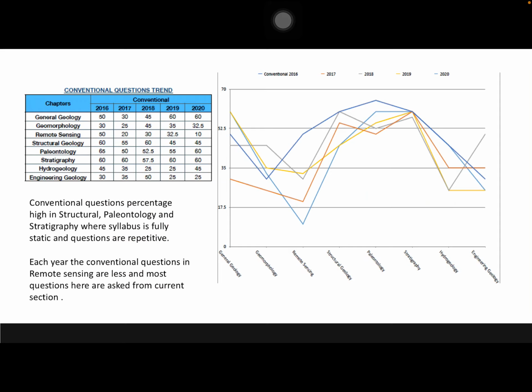Now, here is a trend of the conventional questions that have been asked in previous years. What we can decipher is that structural geology, paleontology, and stratigraphy, which form the major portion of paper 1 when it comes to marks, have questions of conventional nature that are repetitive. On the other hand, in sections such as remote sensing and geomorphology, we will find that the questions are not of such conventional nature, and there are questions which are new, which are novel, and which require some application of mind.